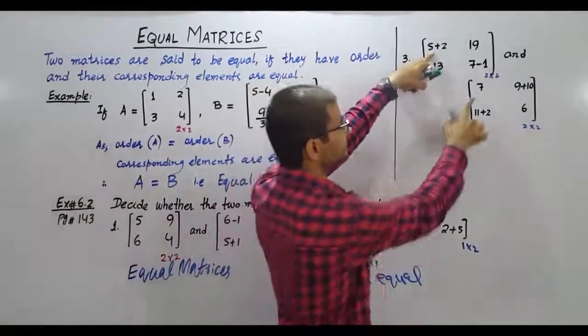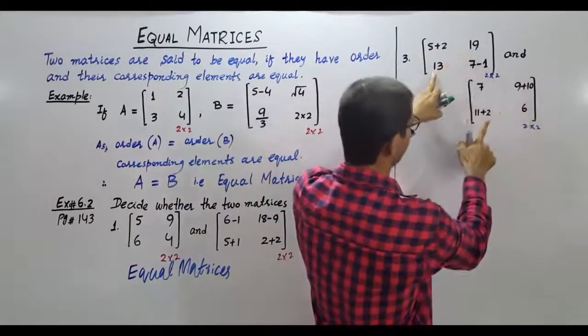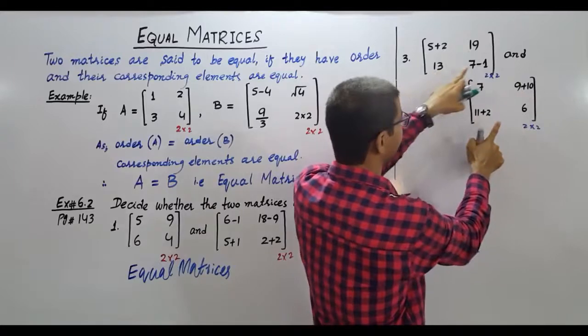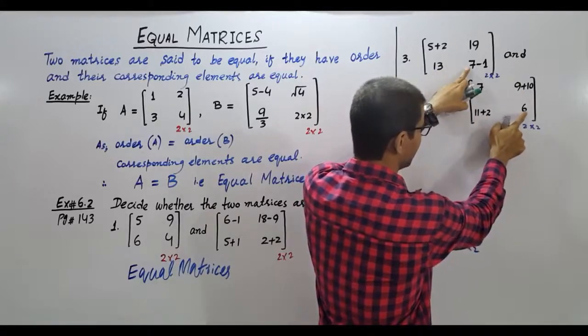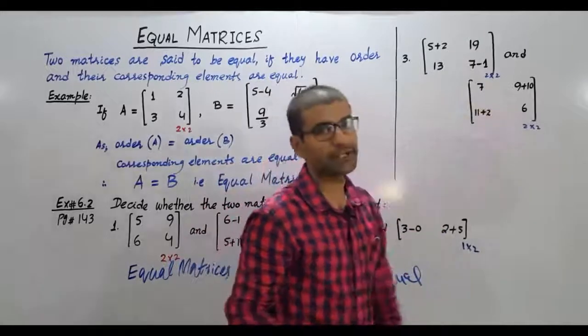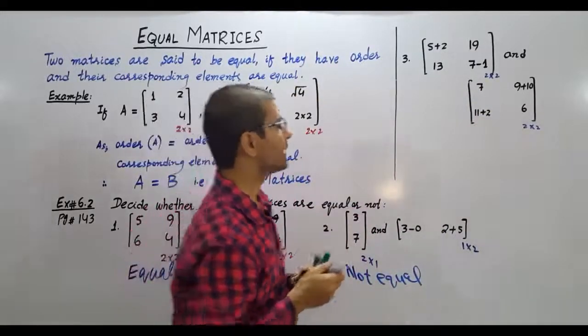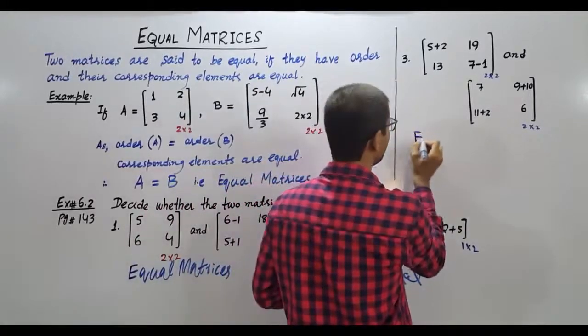5 plus 2 is 7. 9 plus 10 is 19. 11 plus 2 is 13. 7 minus 1 is 6, and this is also 6. The order is the same, 2 by 2 and 2 by 2, and the corresponding elements are also the same. So these two matrices are also equal matrices.